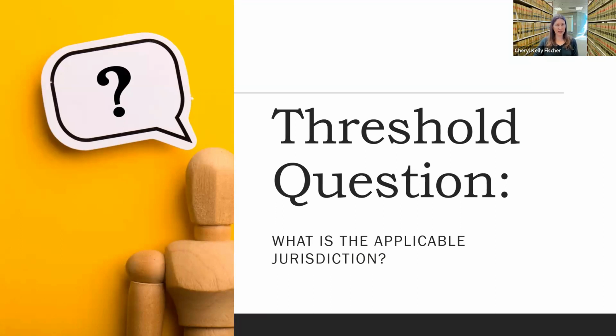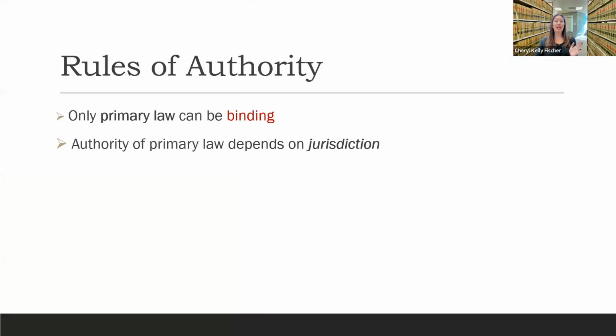This is important for research because authority depends on jurisdiction. Only primary law can be binding. We know that. But a primary law source can be binding in one location and merely persuasive in another. For example, a Kansas statute can be binding in Kansas, right? But it's merely persuasive in California, not binding there.